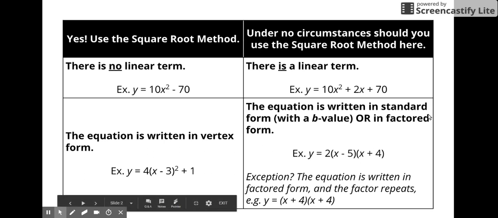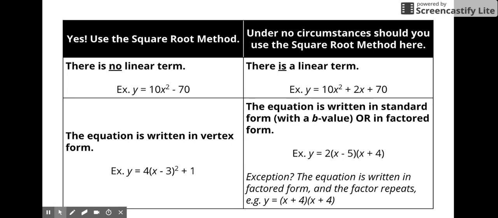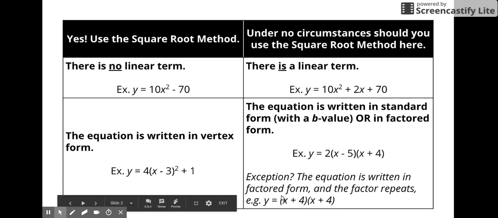Some situations you don't want to use the square root method are when you do have a linear term. So right here we have a 2x. And you also don't want to use it if it's in standard form with a b value or in factored form. Because if it's in factored form, you can just easily set those factors equal to 0 and solve for your intercept. The only exception is if it's in factored form and the factor repeats itself.